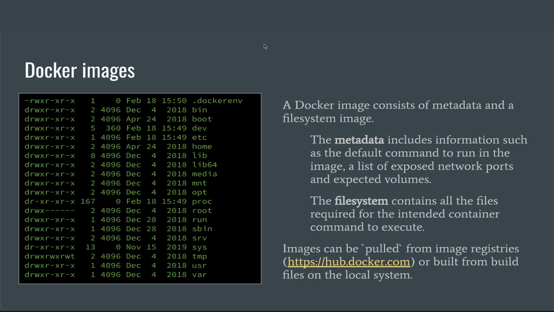A container image is a template made up of metadata, specifying default container configuration options and a tarred file system. Container images are often based on lightweight Linux distributions such as Alpine Linux or stripped down Ubuntu. Container images can be pulled from a third-party image registry. For example, you can go to hub.docker.com, or they're built locally using Dockerfile build files.